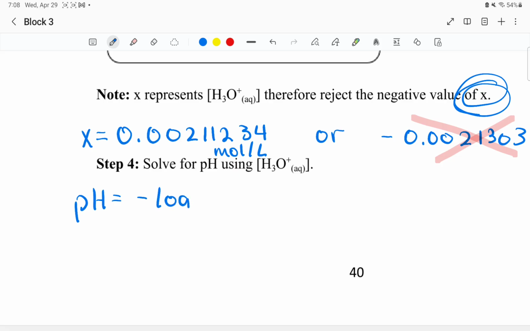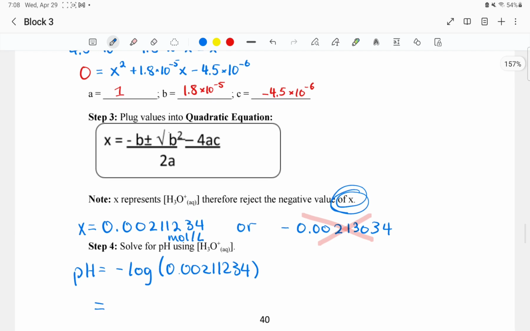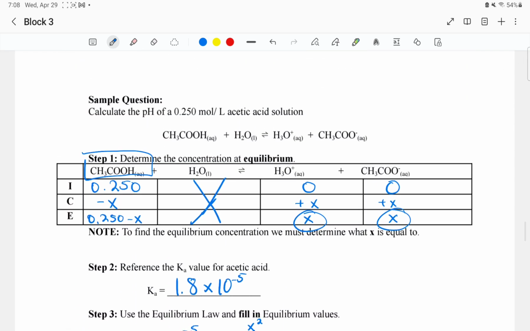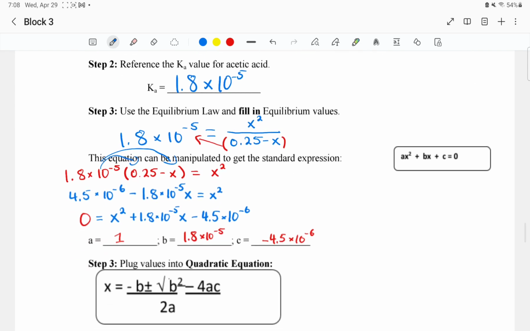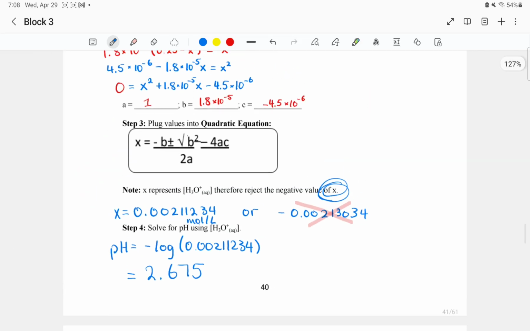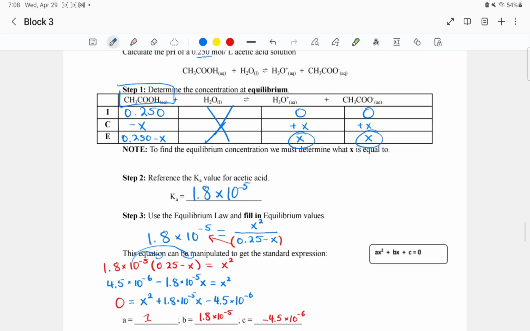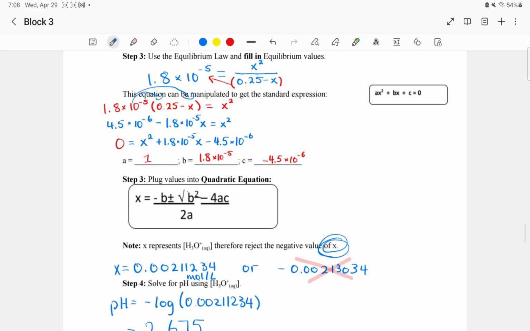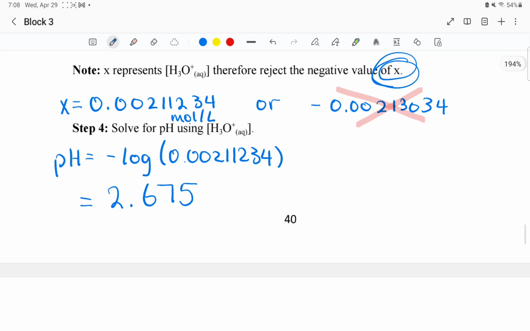Then, to solve for pH, we're going to take the negative log of this number, 0.002112334. All right, and that will give us a pH of, with sig digs, let's take a look at our sig digs real quick: 1, 2, 3 sig digs. So that means we want 2.675. And that will be our final answer. Again, feel free to pause at any time if people have to catch up writing.